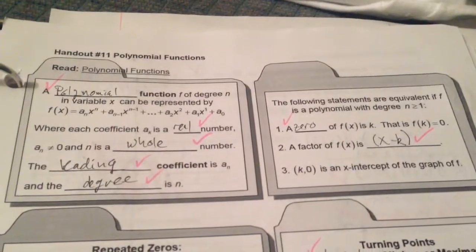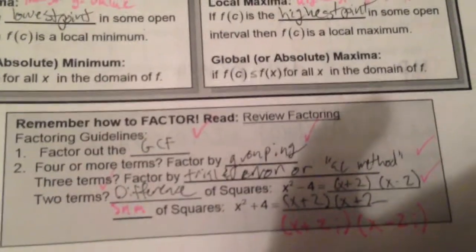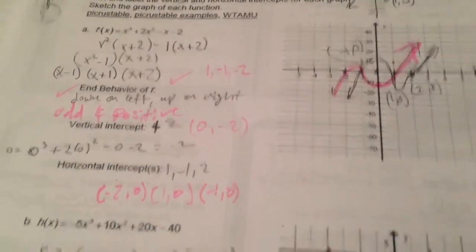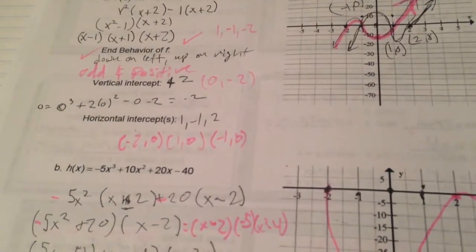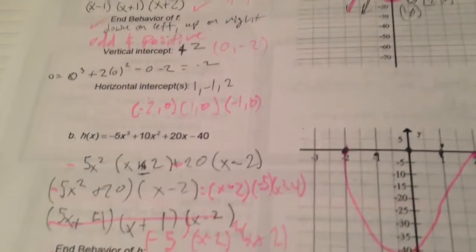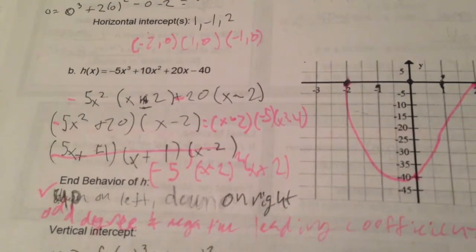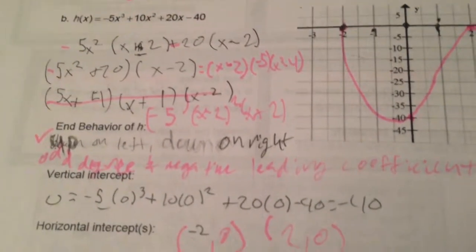Here's handout number 11, polynomial function. I forgot the eyes on the X plus 2. Oops. The pink is obviously the right graph. The end behavior wasn't exactly wrong, but... And then the horizontal intercepts, I didn't write in intercept form.